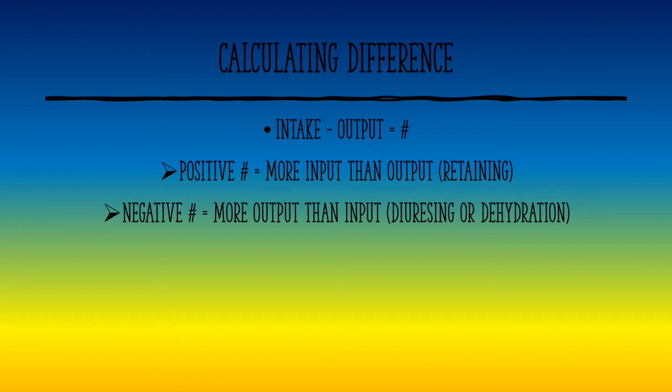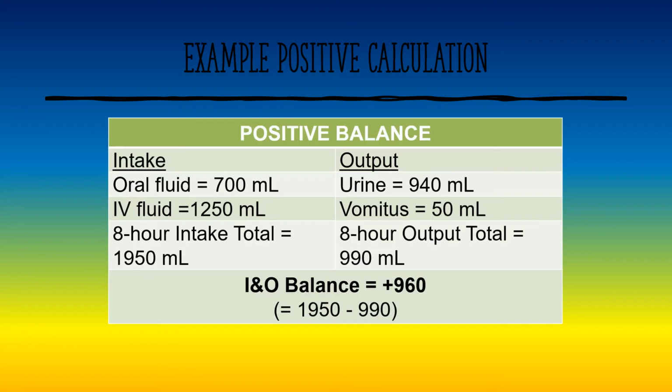Whereas if we take that intake minus output and we get a negative number, that means that we have more output than we did input. So is this because we're diuresing them, or is this because the patient is dehydrated? We need to look further into these matters. So it's very important when calculating intake and output that we know everything that goes in the body and everything that comes out, especially for those clients that are on strict intakes and outputs.